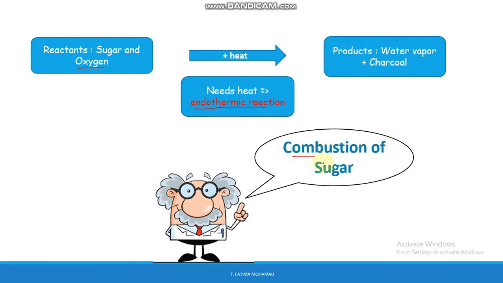Why combustion? Because we are heating sugar in presence of oxygen. So anything that is reacting with oxygen and gives water vapor and charcoal, which is carbon, is called combustion. So combustion is a reaction where a substance reacts with oxygen and gives water vapor and carbon.